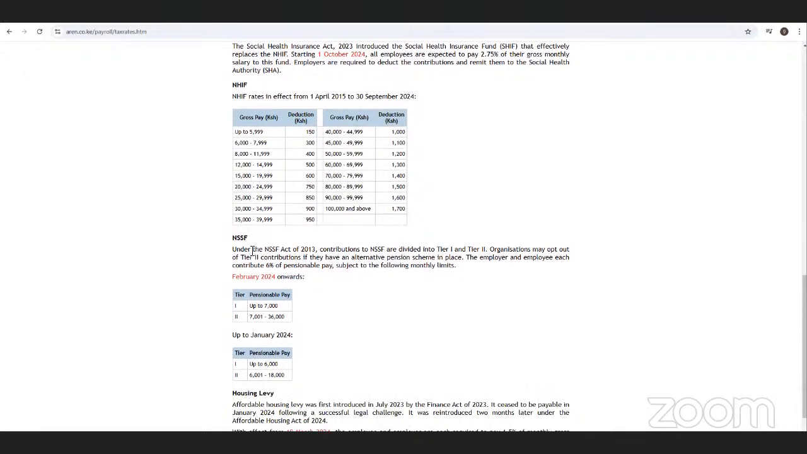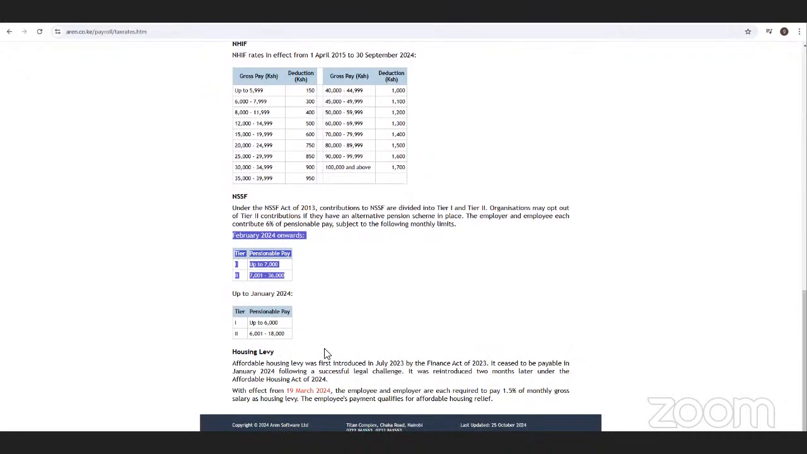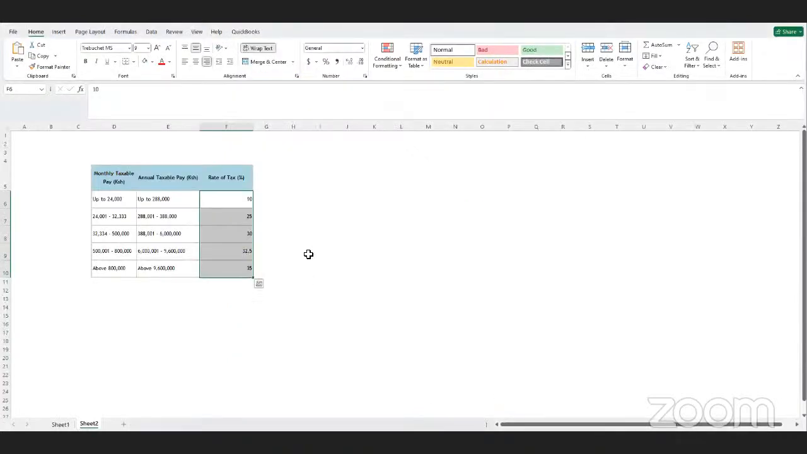Also NSSF, it is up. We also changed from up to 6,000 to up to 7,000, and this was effected on 1st February 2024. Then we have the housing levy. So all those are the taxes which you need to understand when it comes to individual taxation.